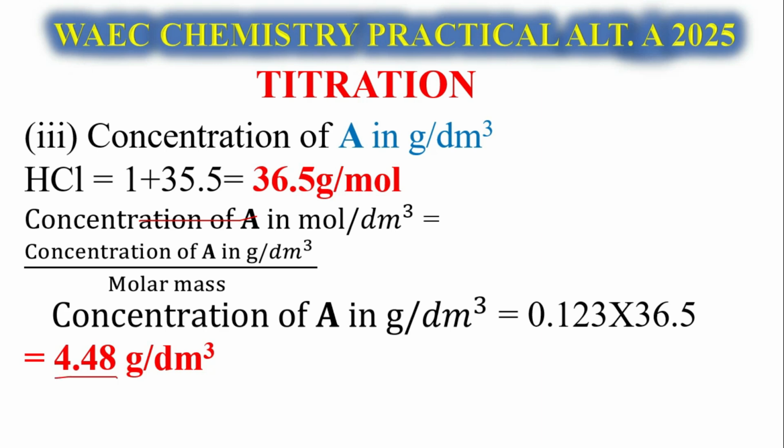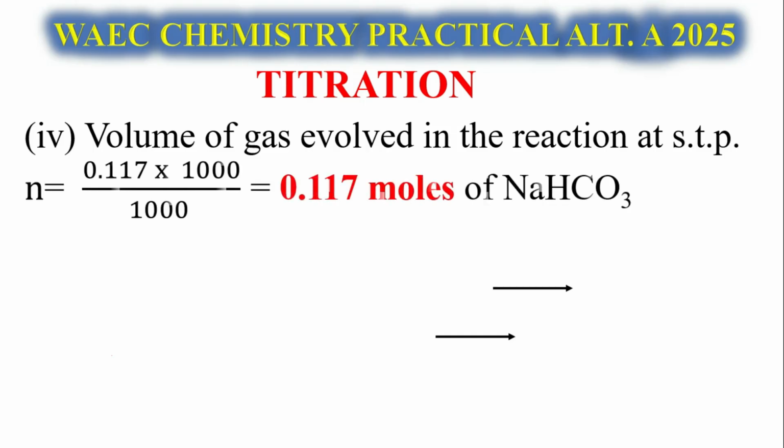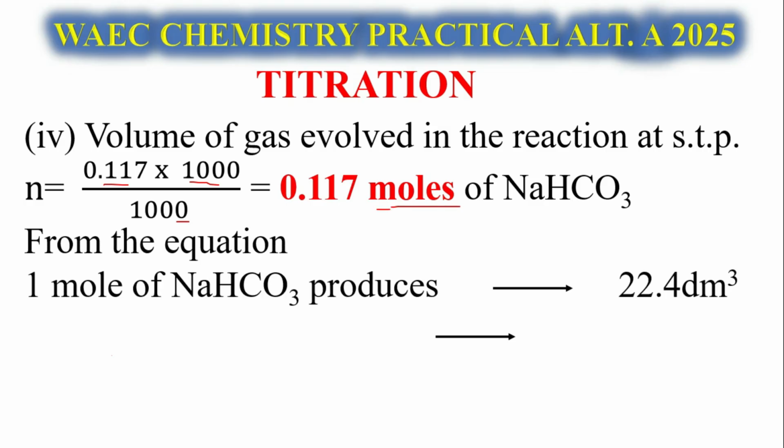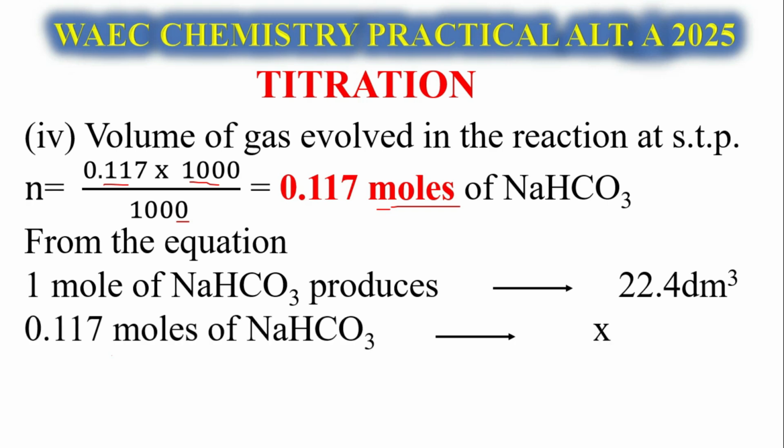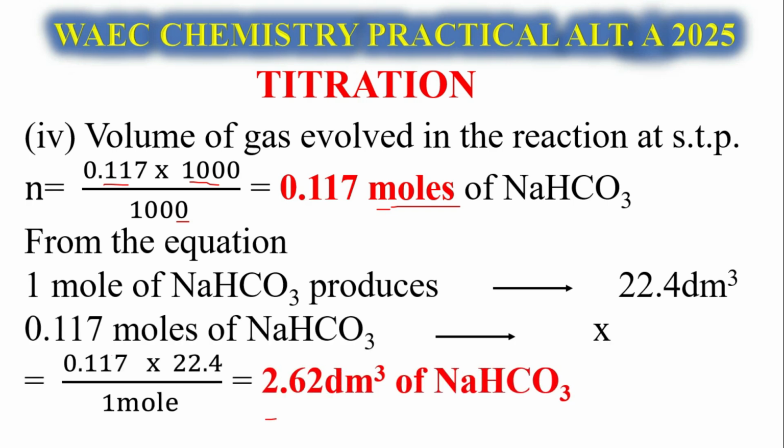4.48 gram per dmq. Volume of a gas involved in the reaction at STP, of course, is the same thing. n is equal to CV over 1000, so you are converting the mole per dmq to mole. That's why you are using this formula. Then the same thing from the balanced chemical equation, 1 mole of NaH produces 22.4 dmq, while 0.11 mole of NaH produces X. The final answer will now be 2.6 gram per dmq.